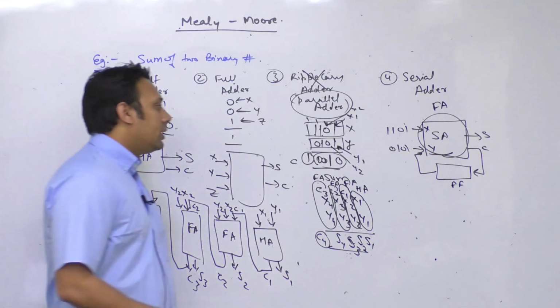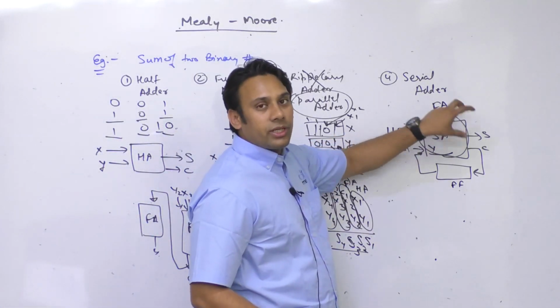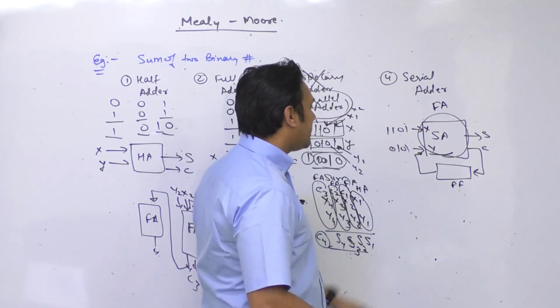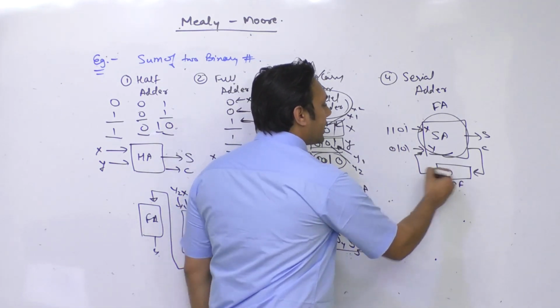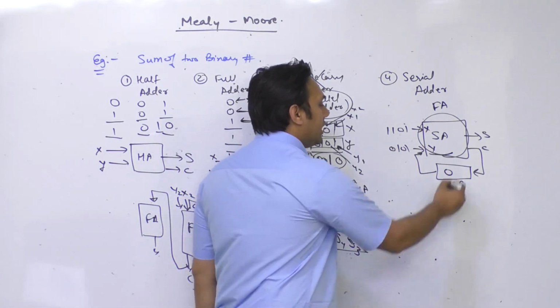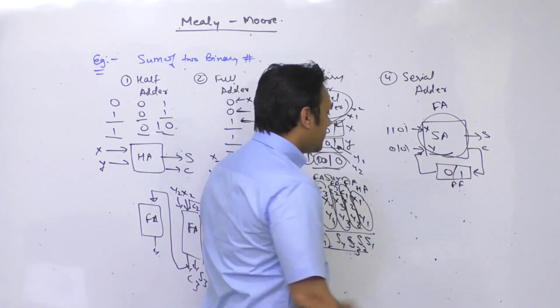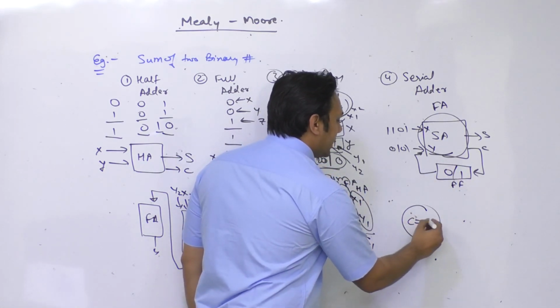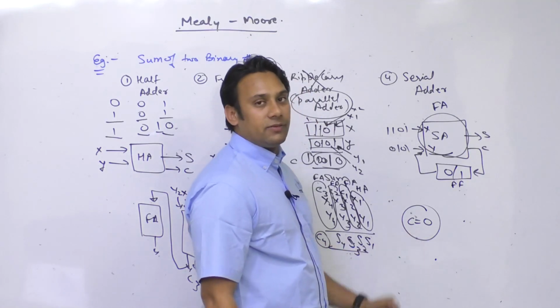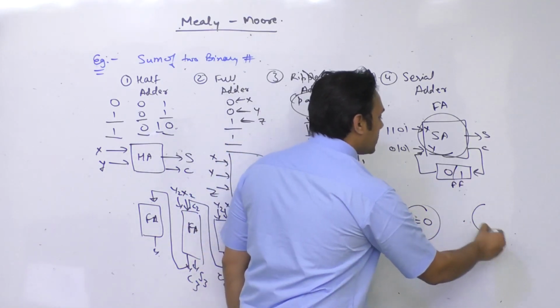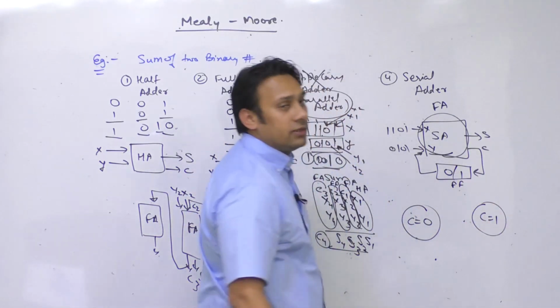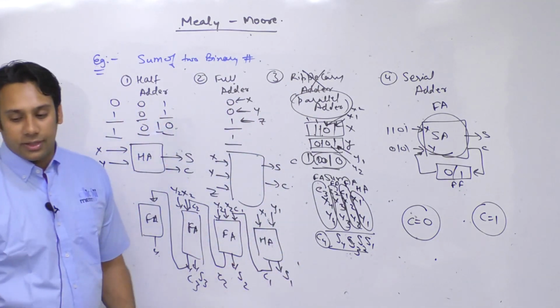Okay, next. Now for this serial adder, you can create a state transition diagram. You can say that this flip-flop might store a carry 0, it might store a carry 1. So if this flip-flop stores a carry 0, then we represent it with this state. If this flip-flop stores a carry 1, then we represent it with this state. I hope it is visible, right?